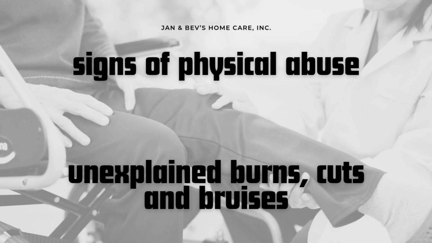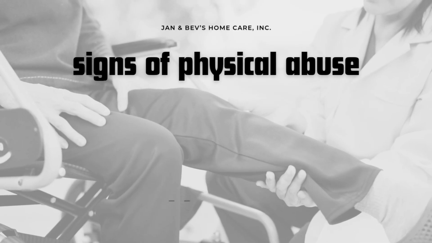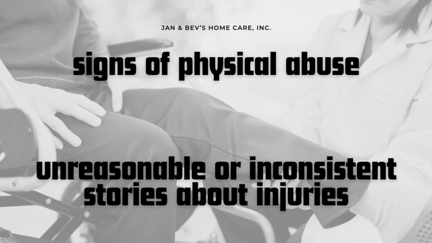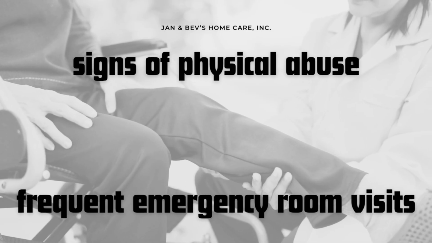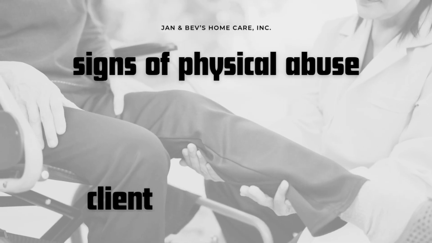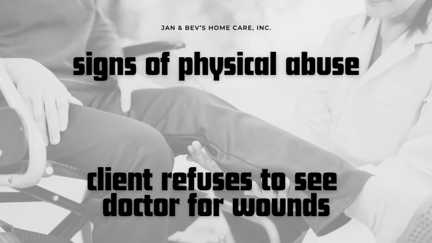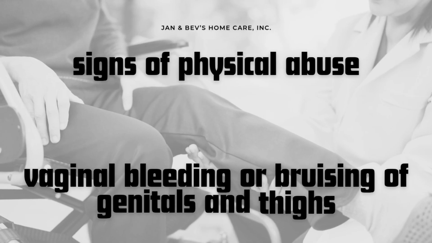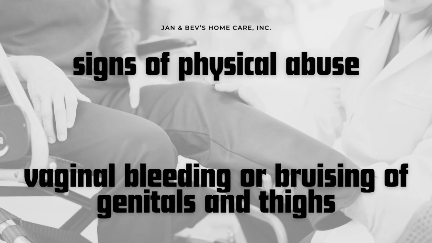Unexplained burns, cuts or bruises, sprains or fractures, unreasonable or inconsistent explanations for injuries, frequent emergency room visits, caregivers refusing to allow the nurse to see the client alone, clients refusing to be seen by a doctor for wounds, and in women, vaginal bleeding or bruising of the genitals or thighs are all signs of physical abuse.